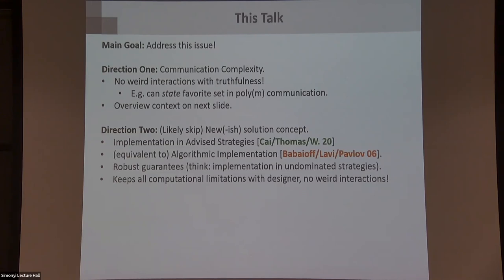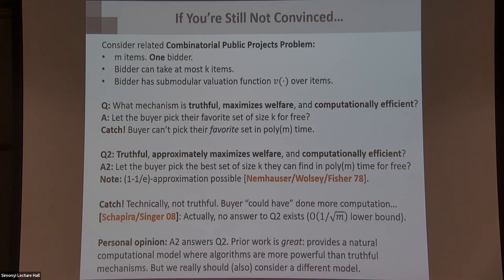I have a question on the previous slide. I'm a little confused. Is the point that if you are in some model where you're optimizing over something that's NP-hard, then you're never going to be truthful, because when you're approximating... Yeah, that's exactly right. When you're truthful, you can never compute the optimal.